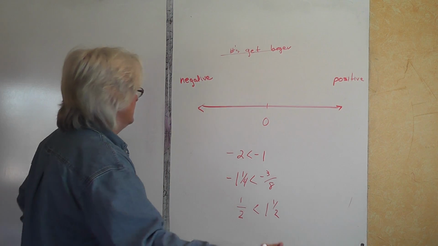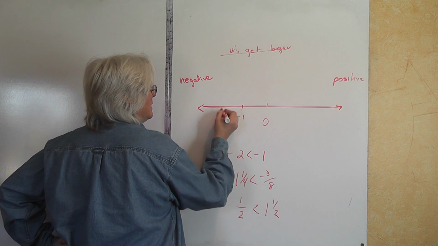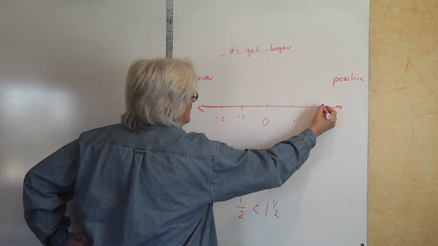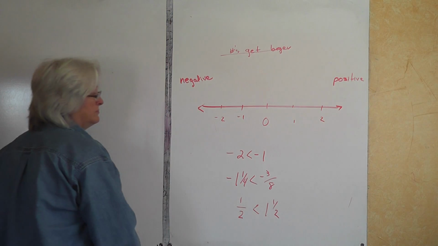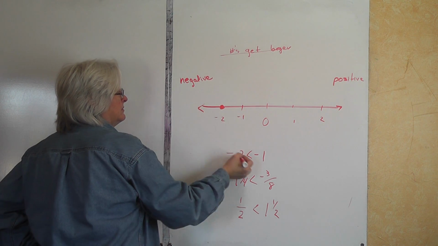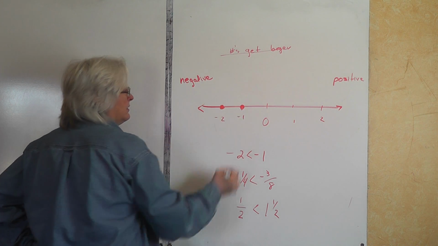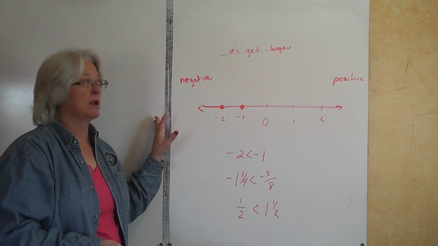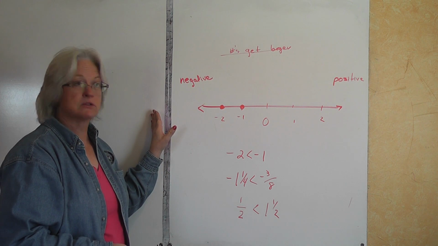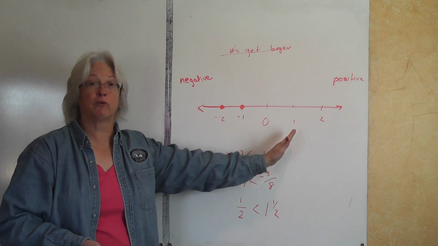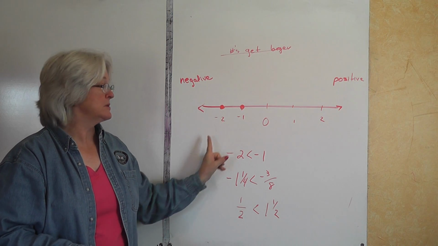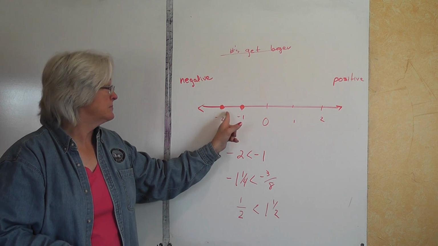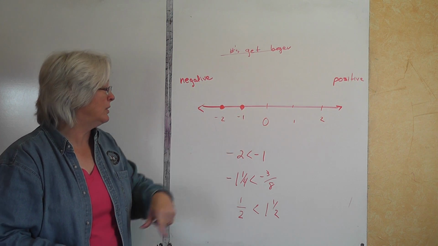Let's see what we have. We have -1, -2, +1, +2. Here we have a -2. Here we have a -1. And we said that the further to the left you are on the number line, the smaller the number gets. Or as you move to the right, the number is larger. So we see that we have a true statement here when we indicate that -2 is less than -1.